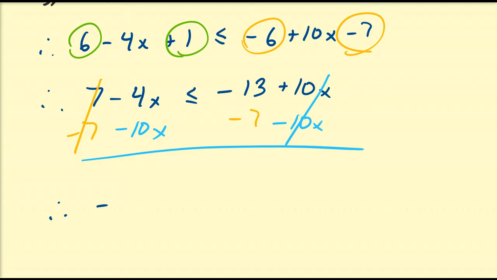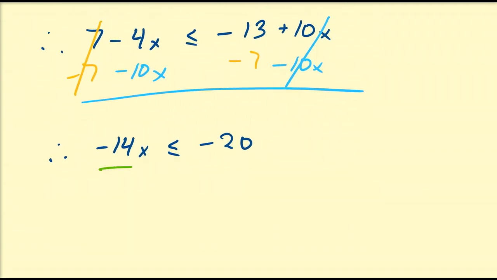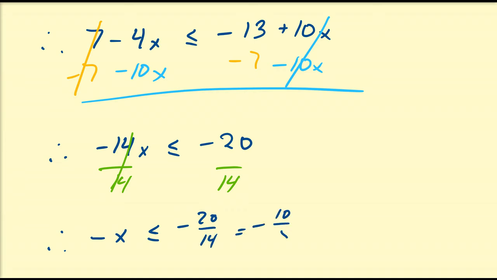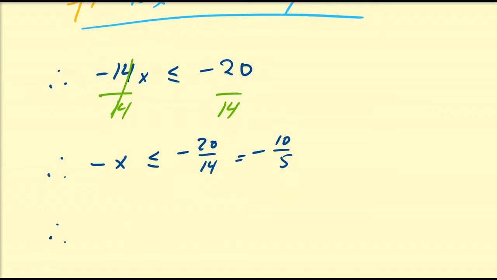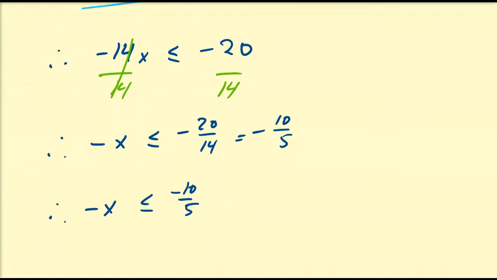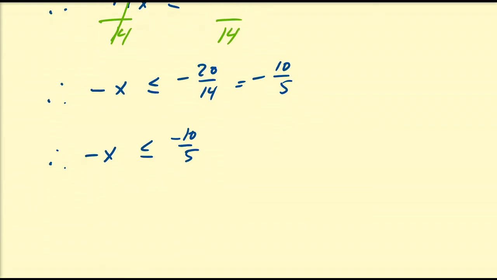So on the left-hand side, I have negative 14x is less than or equal to negative 20. From here, I'm going to divide both sides by 14. So I'm going to have that negative x is less than or equal to negative 20/14, which is the same as negative 10/5, i.e. negative x is less than or equal to negative 10/5. So if negative x is less than or equal to negative 10/5, that means x must be greater than or equal to positive 10/5.